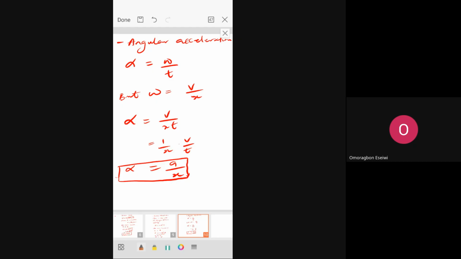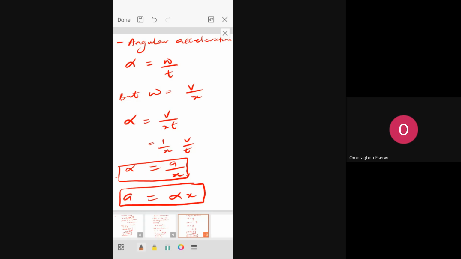And clearly, if I make a the subject, the linear acceleration can also be found by multiplying the angular acceleration by the displacement of the body from the mean position. So these two formulas are the relationship between the angular acceleration and the linear acceleration. And it's very, very important.